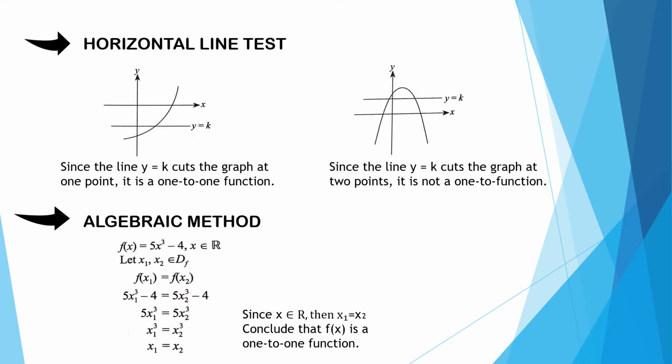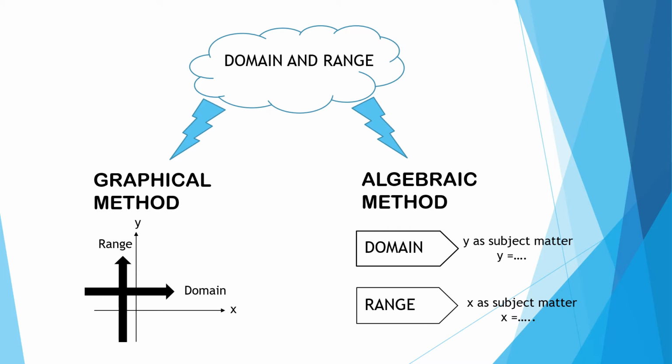To test whether a function is a one-to-one function or not, there are 2 methods that can be applied. The first one is horizontal line test. By using horizontal line test, if the line y equals k cuts the graph at one point, it is a one-to-one function. The second one is algebraic method. By using algebraic method, if it can be shown that x1 equals x2, f(x) is a one-to-one function. Otherwise, it is not.